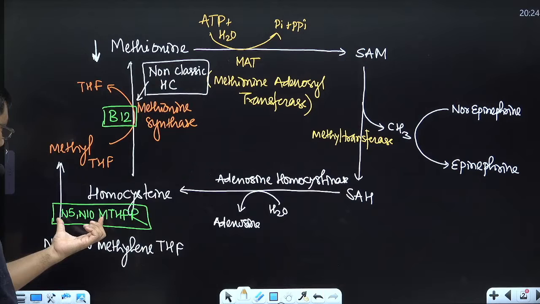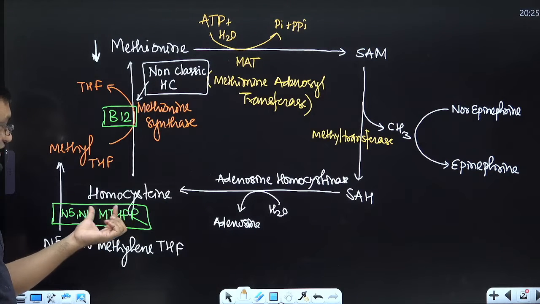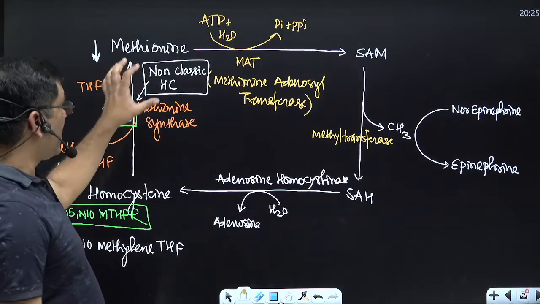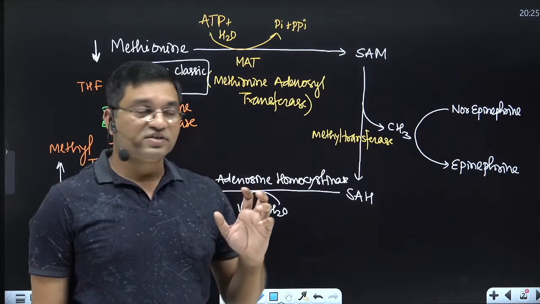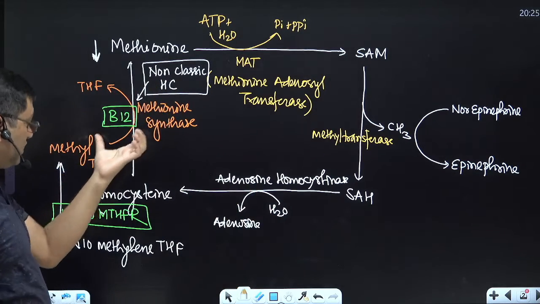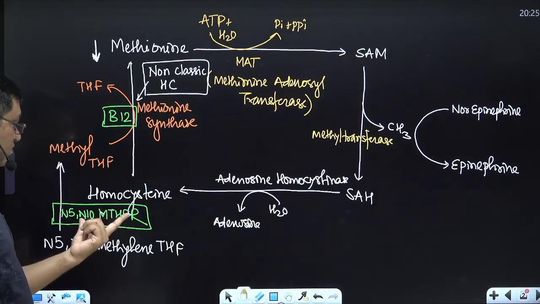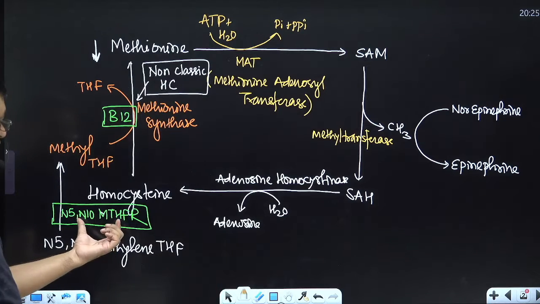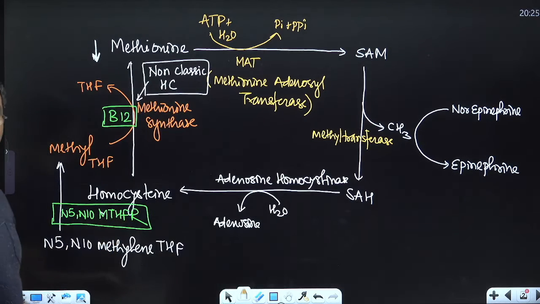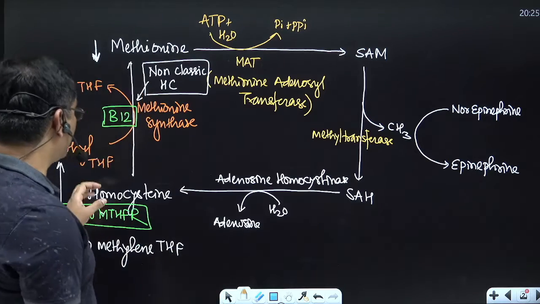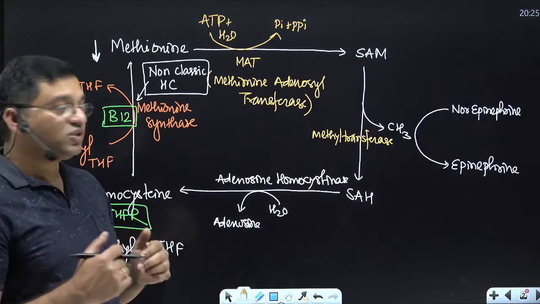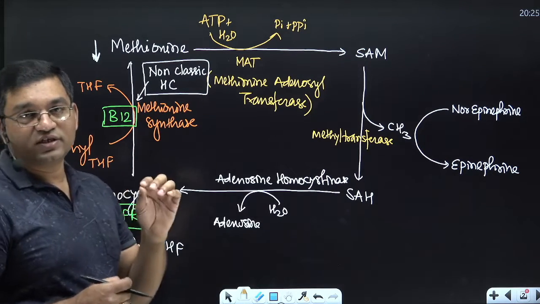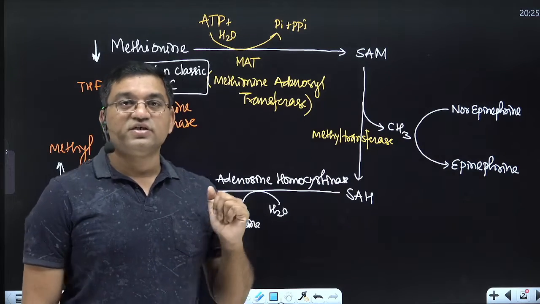Again, whenever there is deficiency of N5-N10 methylene tetrahydrofolate reductase, there is also a decrease in the methionine level. So hypomethioninemia is there in methyl B12 deficiency and in this enzyme defect, methylene tetrahydrofolate reductase deficiency. This is also known as homocystinuria type 2. So in this non-classical homocystinuria, B12, methyl B12 and folic acid are important. They can help in the treatment.